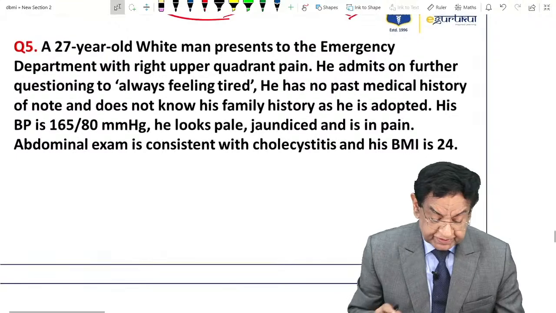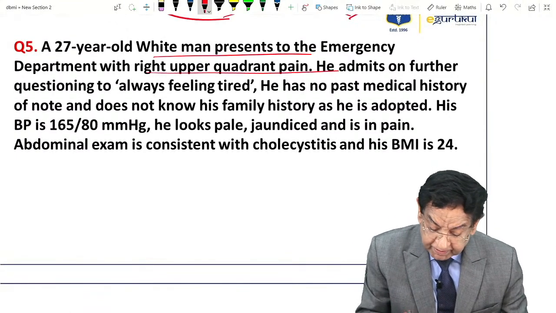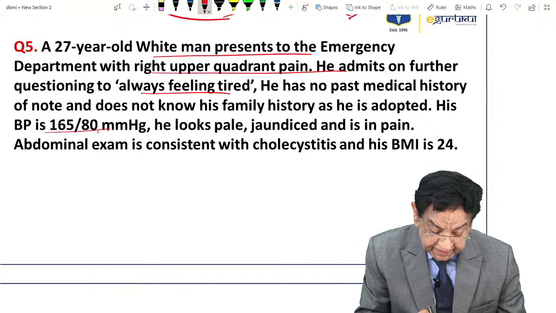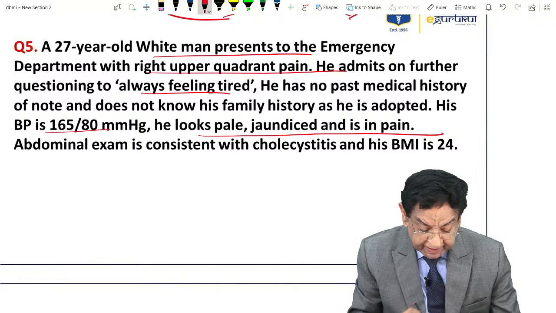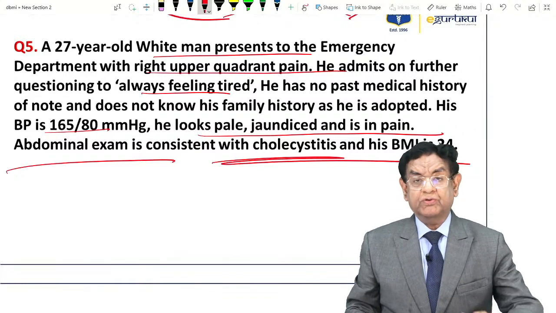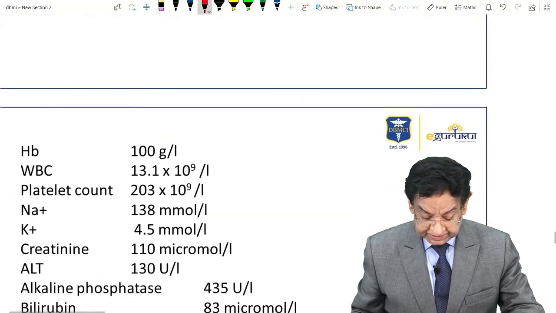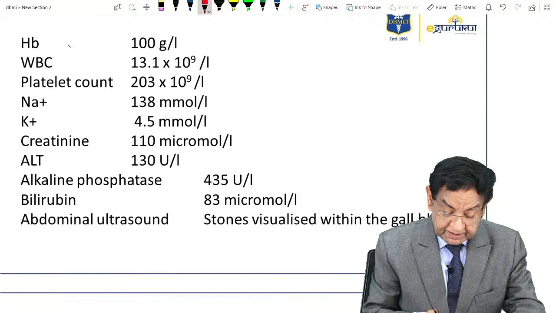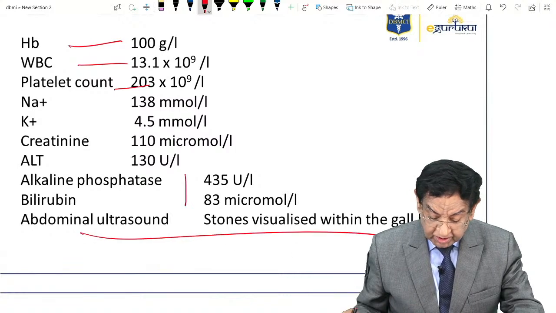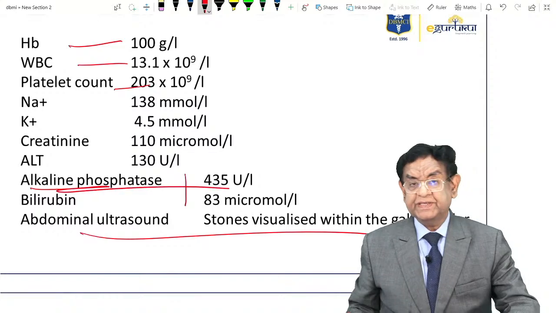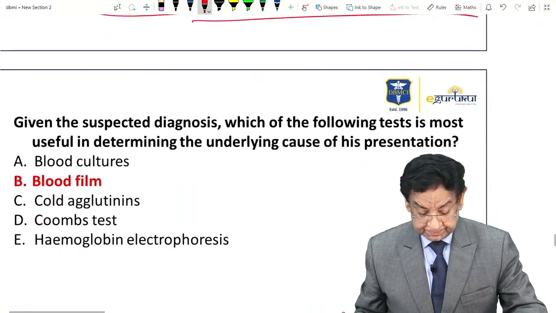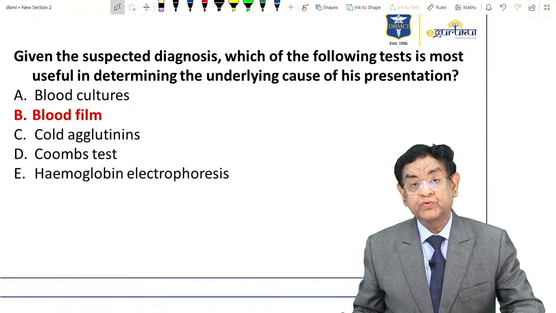We are getting a 27-year-old man who comes to your emergency with right upper abdominal pain, always feels tired, and his BP is 165/80. He looks pale, jaundiced, in pain, with abdominal pain consistent with cholecystitis, his BMI is 24. The patient has cholecystitis. Hemoglobin, TLC, platelet count, and enzymes are near normal, and alkaline phosphatase is increased, which is due to gallstone. An ultrasound shows the gallstones. What is the most useful test for this patient?